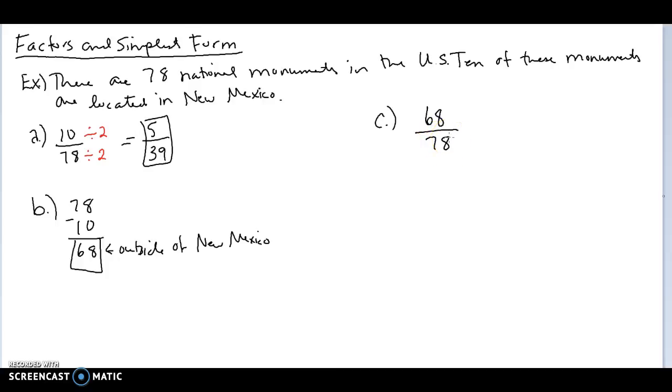And then I'm going to go back to that good old-fashioned way of reducing where I find the largest number that divides into both of them because they are both even numbers. Let's go ahead and try 2. So if I divide the top and the bottom by 2, 68 divided by 2, of course, is going to give me a 34. And 78 divided by 2 is going to give me a 39. And that is not going to reduce any lower because the only thing that goes into 34 is 1, 2, 17, 34. And of course, with 39, all we've got is 1, 3, 13, and 39. 1's the only common factor, so nothing changes. So that would be our fraction of national monuments found in the states other than New Mexico.